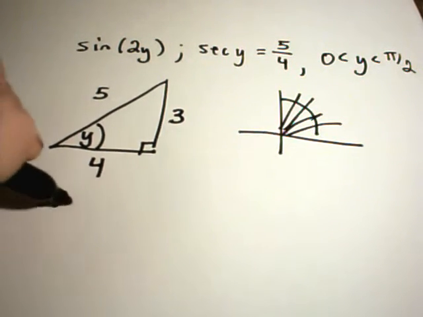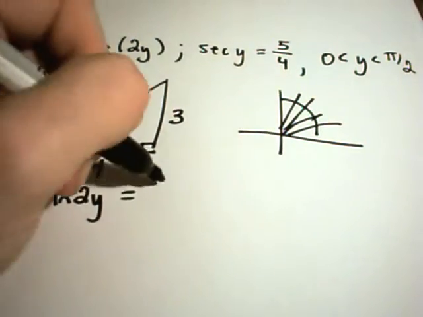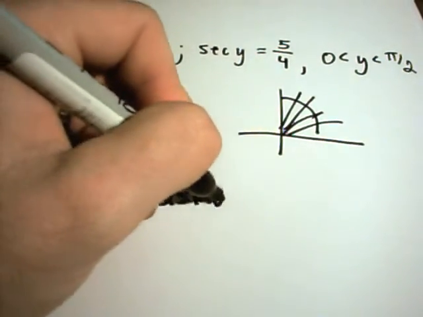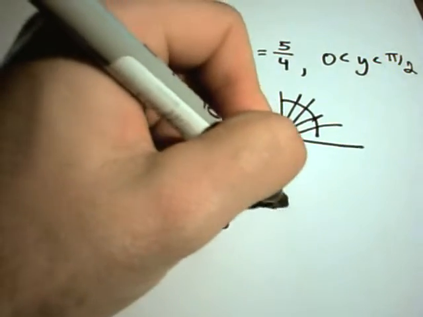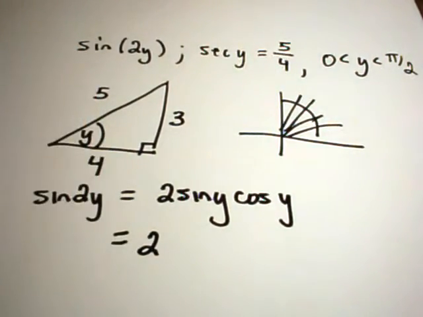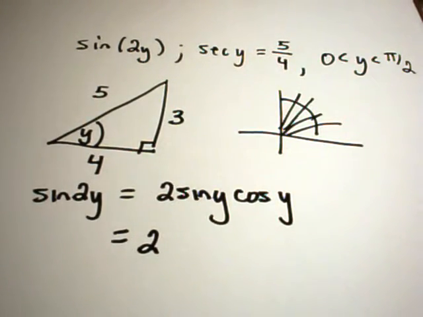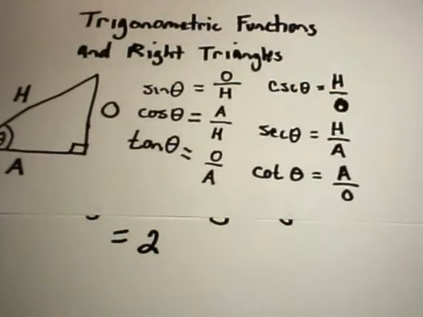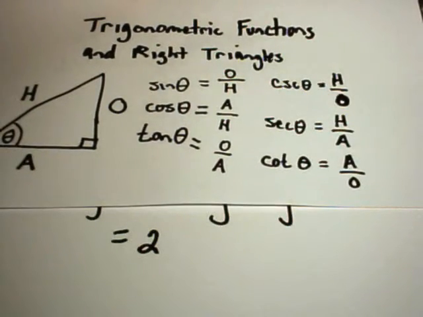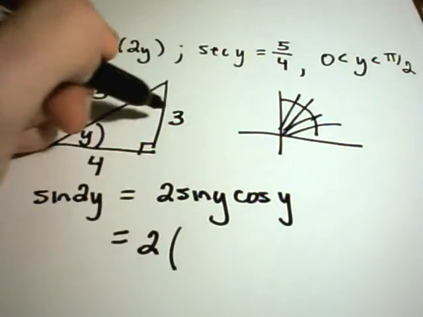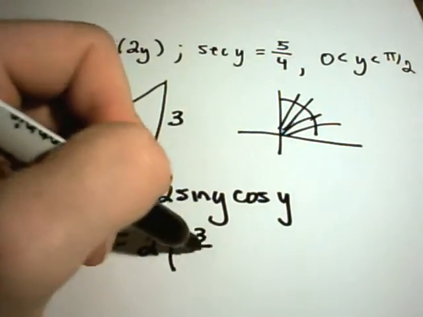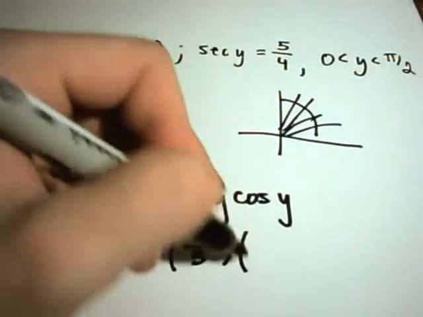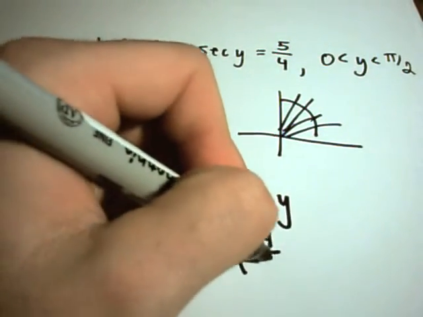Well, to figure out sine of 2y, this is where you have to use your trig identities. There's a trig identity that says sine of 2y is equivalent to 2 sine y cosine y. And now we simply read off our values. Sine, again, being the opposite over the hypotenuse, cosine being the adjacent over the hypotenuse. Well, the opposite over the hypotenuse will be 3/5. The adjacent over the hypotenuse will be 4/5.